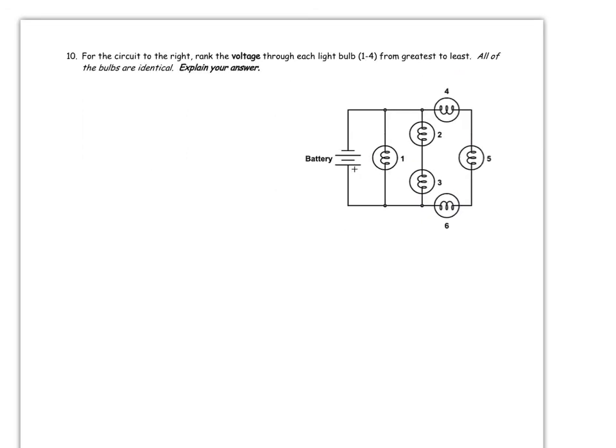And then for this last one, it's similar to the previous problem, but now we're ranking the voltages. Once again, all of the light bulbs are identical, but for voltage, we're thinking about loops around the circuit. So I'm going to think about all the possible pathways I have around this circuit. One possible pathway is this blue loop when we only go through light bulb 1. A second possible pathway is this green middle loop when we go through light bulbs 2 and 3. And my final possible pathway would be this red loop which goes all the way around the outside going through light bulbs 4, 5, and 6.